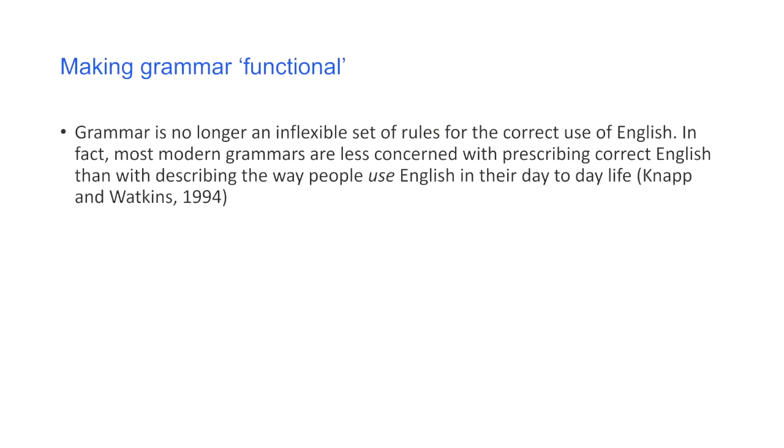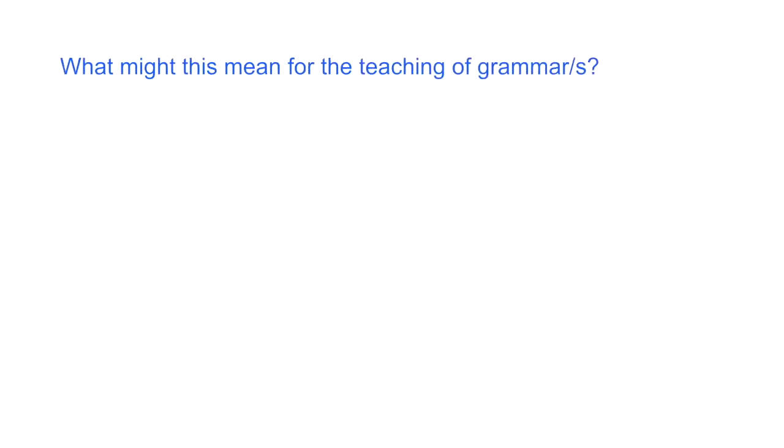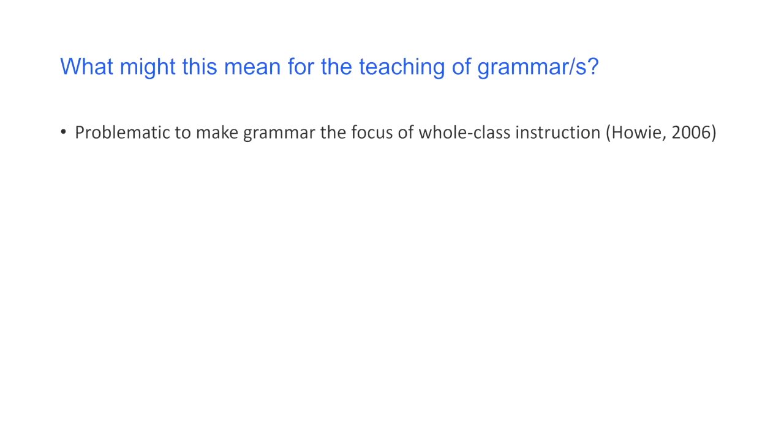So Knapp and Watkins talk about grammar as no longer a set of inflexible rules about correct usage. In fact, modern grammars are less concerned with prescribing correct English than describing the way people use English and other languages in their daily life. So a move from prescription to function is the key one here. It's quite challenging as English teachers to think about what that might mean in our classrooms though. What might these sort of ideas mean for thinking about grammar in the classroom?